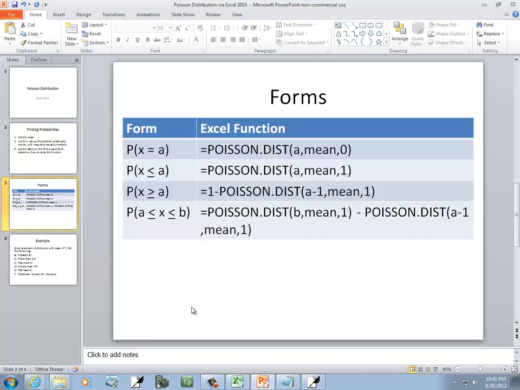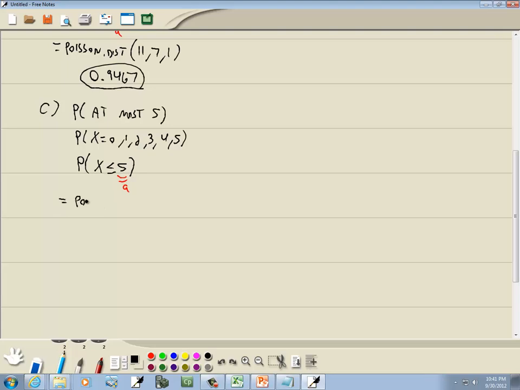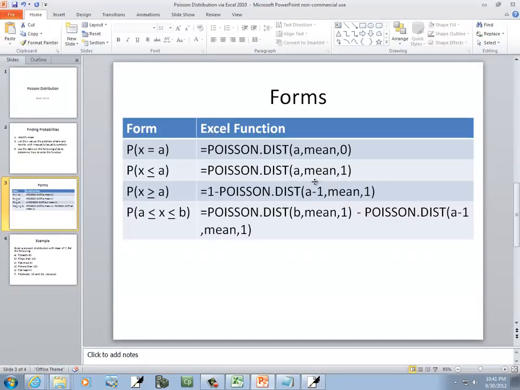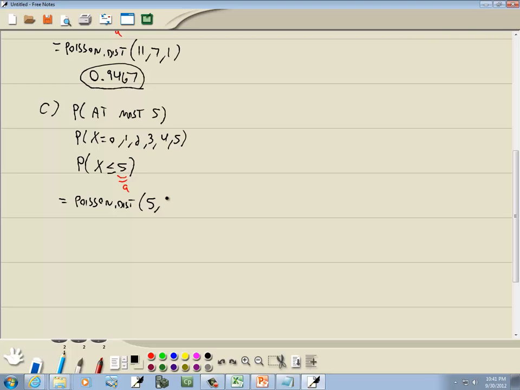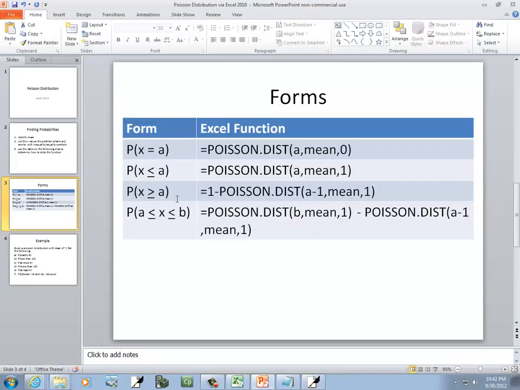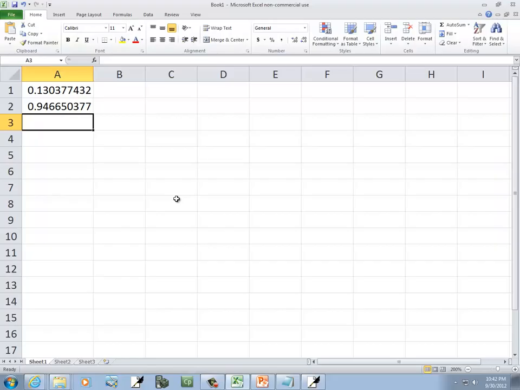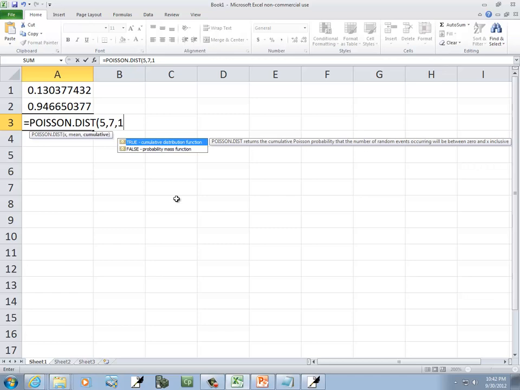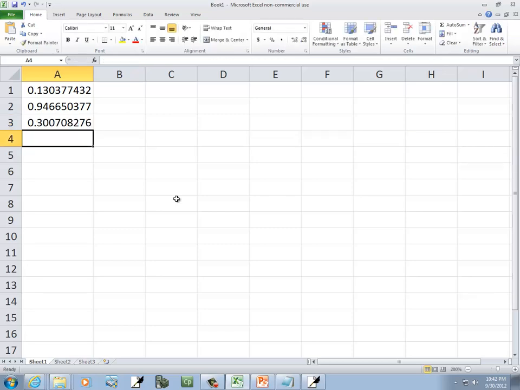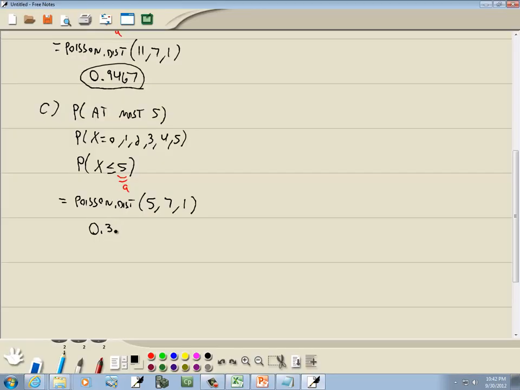So let's look up in our table. This is x is less than or equal to a, which says we enter it in this way. So this will be equals Poisson distribution, a, mean, 1. So a was 5, our mean was 7, and then 1. So let's put this into Excel. Equals Poisson distribution, and 5, 7, 1. 5 comma 7 comma 1. Close parentheses. So that gives us 0.3007. That's our probability.